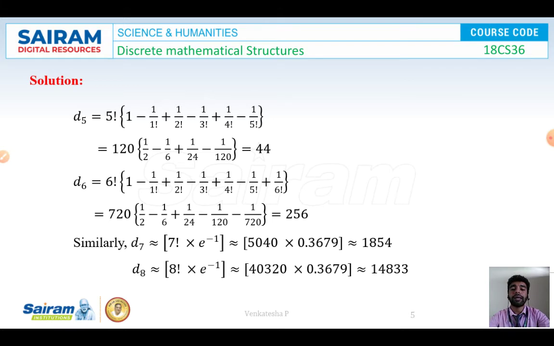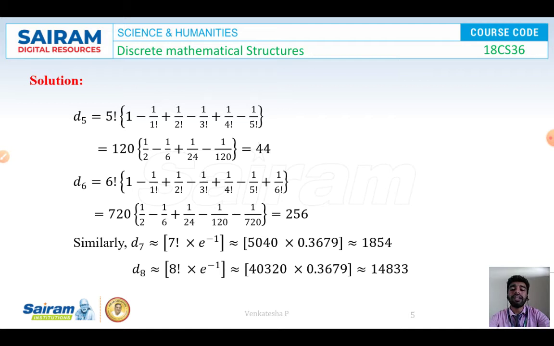Similarly, for d6, by replacing n equal to 6, we will be getting 6 factorial into 1 minus 1 by 1 factorial plus 1 by 2 factorial minus 1 by 3 factorial plus 1 by 4 factorial minus 1 by 5 factorial plus 1 by 6 factorial. It will be equal to 720 into 1 by 2 minus 1 by 6 plus 1 by 24 minus 1 by 120 plus 1 by 720. On simplifying this, we will be getting 265.